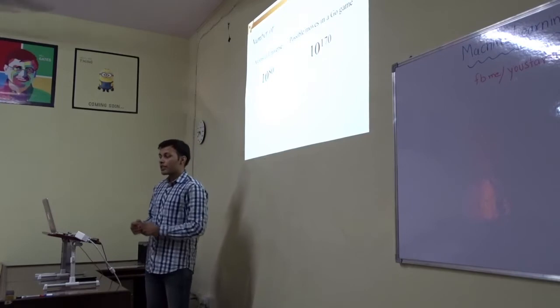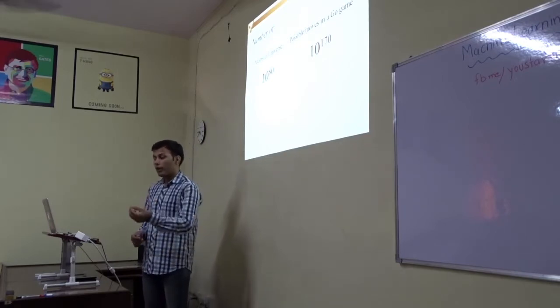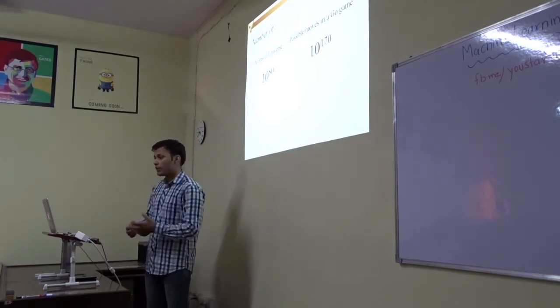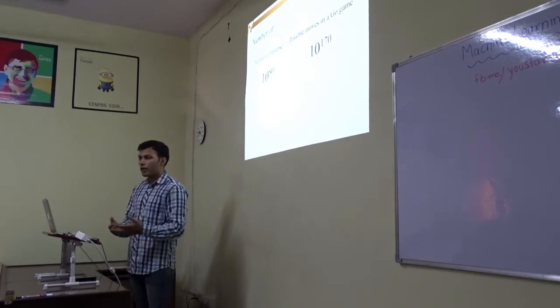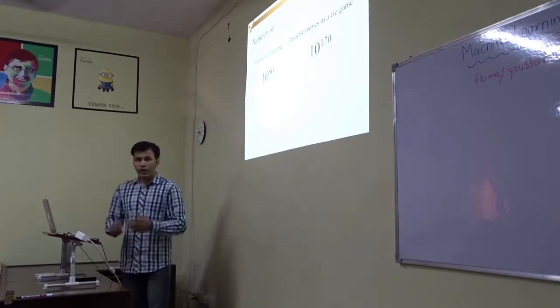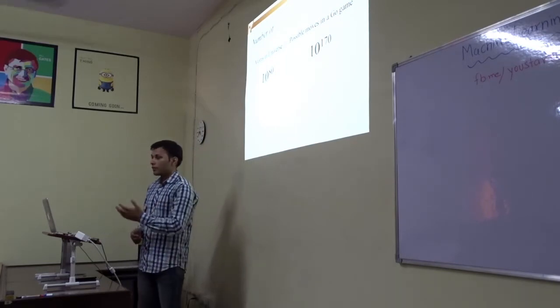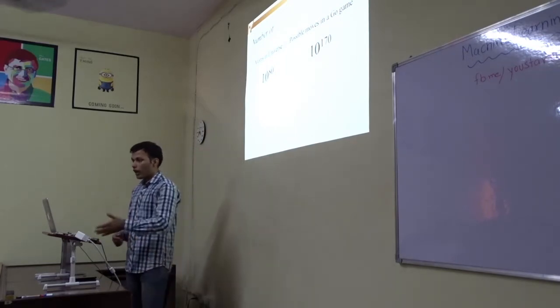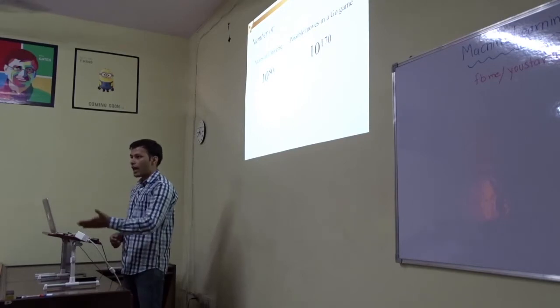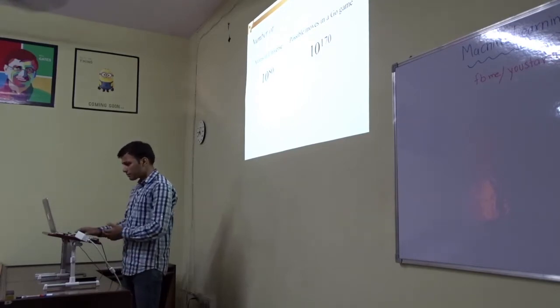Even the players themselves sometimes say that they played the move intuitively. They didn't know why they played it, but they understood that this might be a good move and they played it. So it is a very complex game, and Google won in front of the world champion, so that's a big achievement.